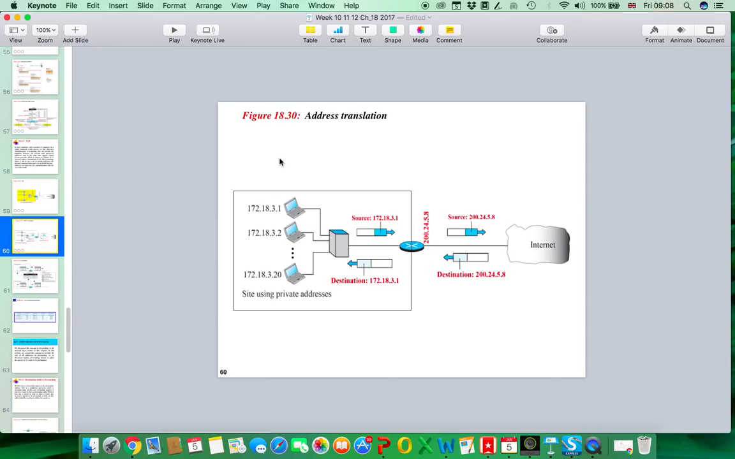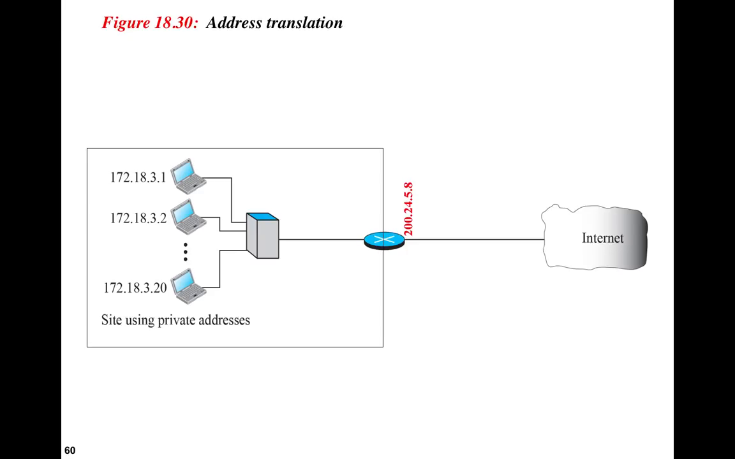So this diagram is explaining it. Again, on the left-hand side, we have the private addresses. We have one global address, 200.24.5.8. The packet is now going out, and the source address, because it's inside the network, is a private address, 172.18.3.1.